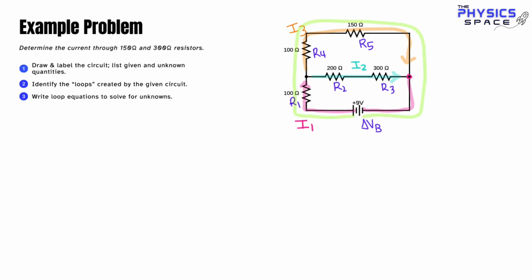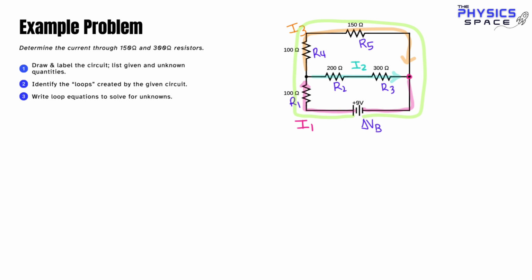So if we're going around our outer loop here, and again, we're going in the direction of conventional current, as you go across the battery, as long as we're going from the negative terminal to the positive terminal, that's a positive voltage. And then as we go across any resistors, we think of that as a voltage drop. So those voltages are going to go into our equation as negative.